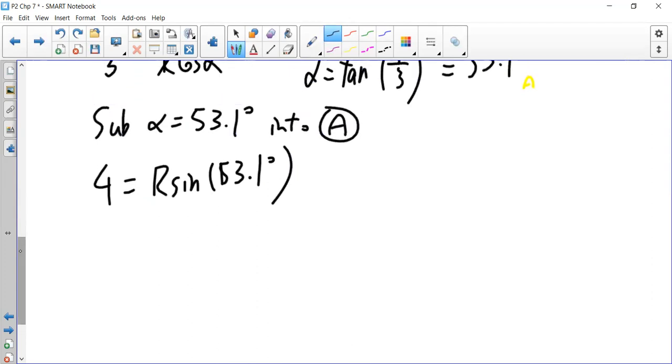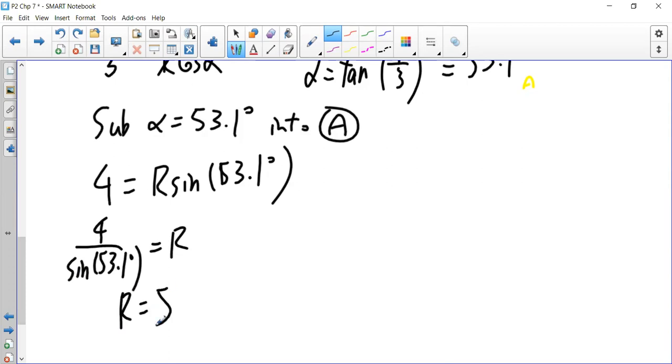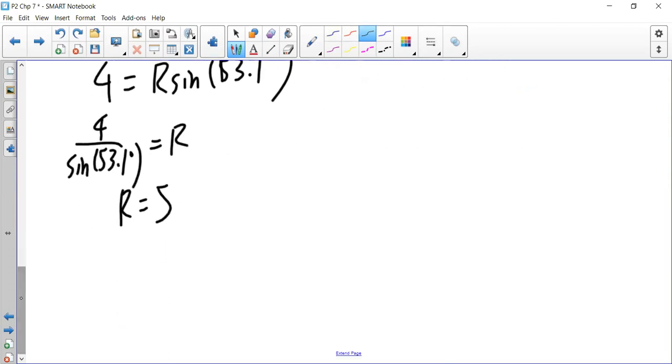So if you put in a calculator 4 divided by sine 53.1, which you should use the full value for, equals R, you should get R equals 5. Okay. Step 4, you have to rewrite the final step. Okay, rewrite the final equation.